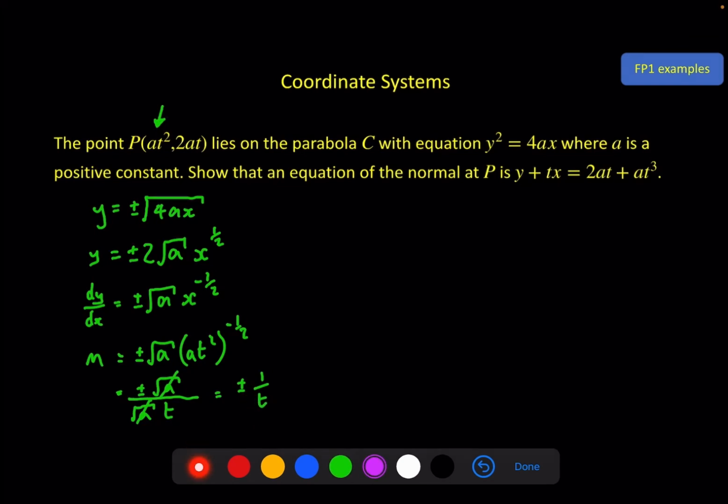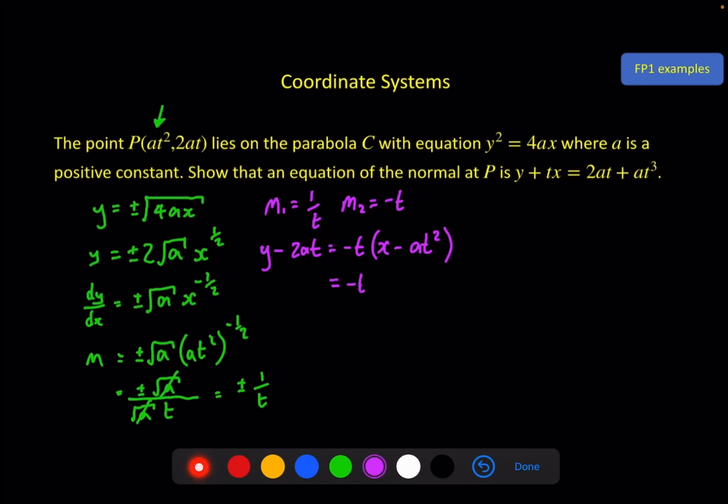So the gradient for the tangent would be 1 over t. And the gradient of the normal, which is what we want, is minus t. And that minus there is still very important. We can put this into our straight line equation, y minus y1, which is 2at, is equal to minus t times x minus x1, which is at squared. And hopefully, when I expand and simplify this, I can get this.